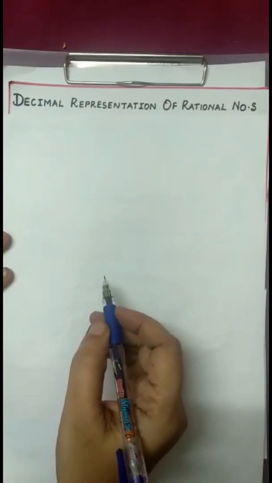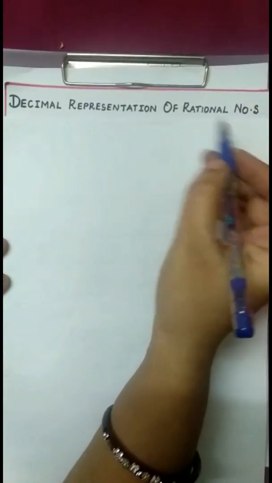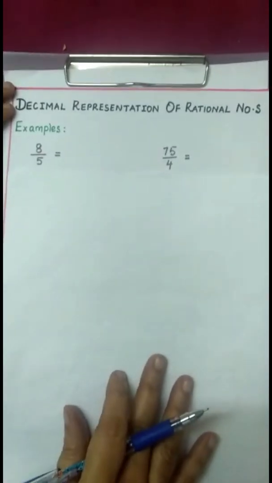Today we are going to learn a concept, decimal representation of rational numbers. Rational numbers can be expressed as a decimal in two ways. Now let us learn the two ways with some examples.